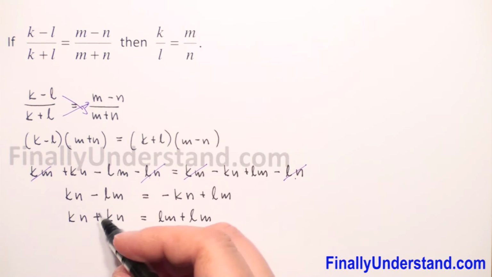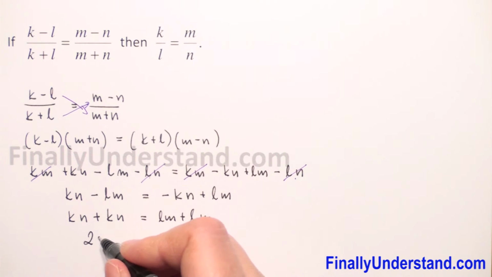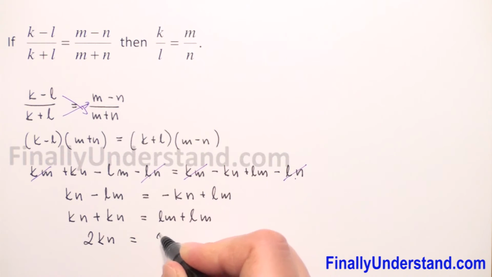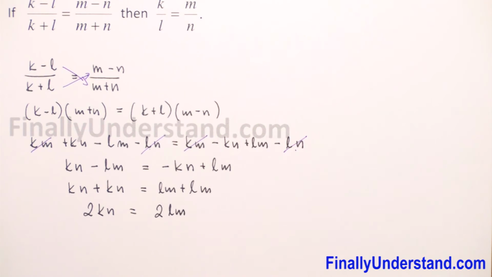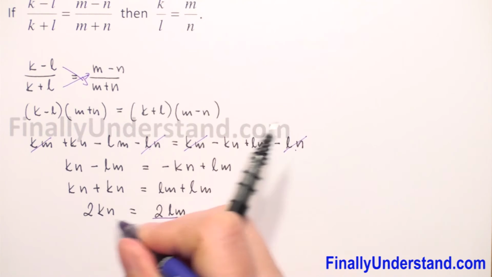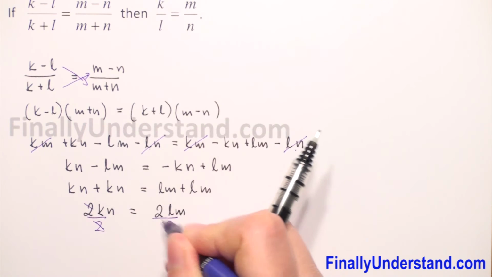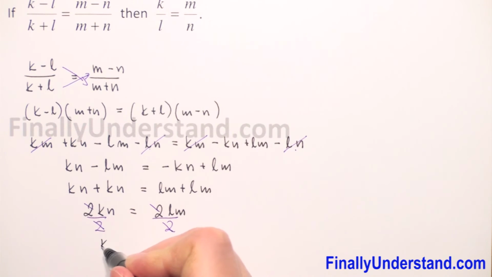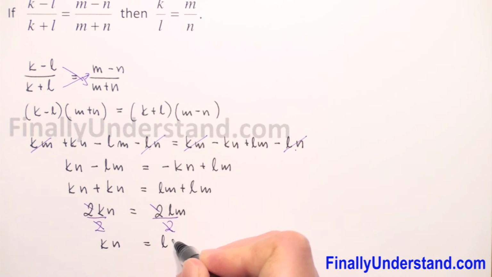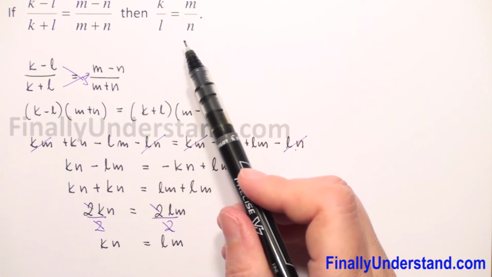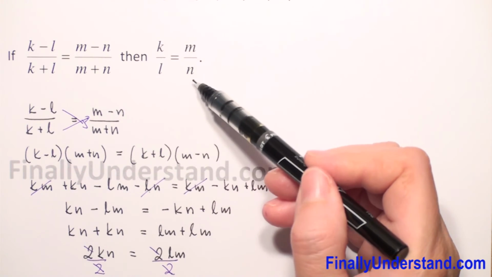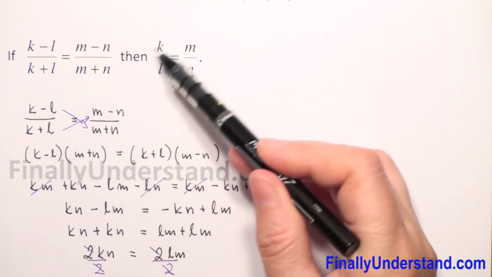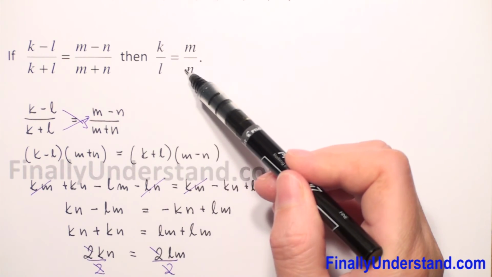So we have on the right side two expressions of lm. We have 2kn is equal to 2lm, and we have multiplication, so I will divide both sides by 2. 2 and 2 we can reduce. So we have that kn is equal to lm, because we have here that k over l is equal to m over n. We have to get this proportion.